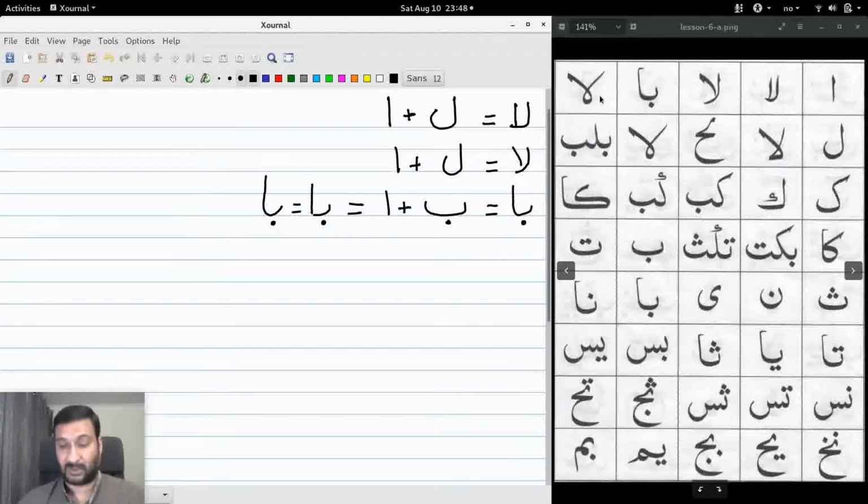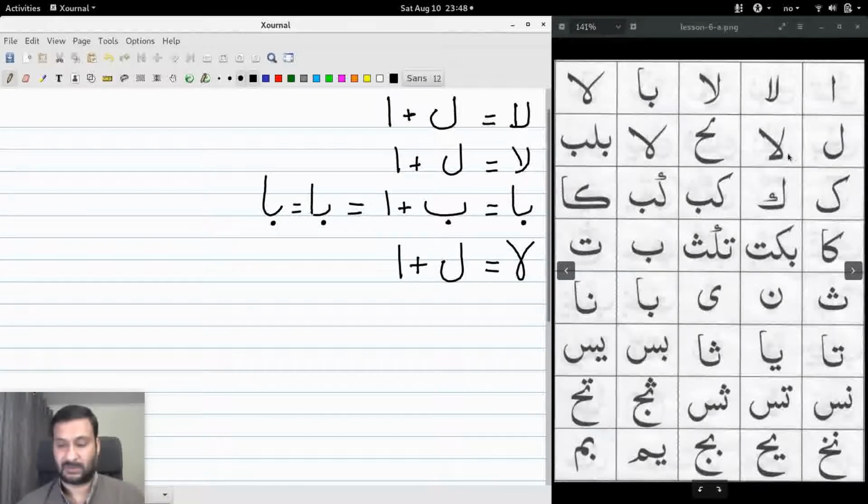Then comes Lam Alif again. This is another way of writing Lam Alif, with some very long lines and a small something like this. Again, this is a combination of Lam plus Alif. This is just a way of writing it, so just recognize it. The next letter is just lam. There is no word, it's just the letter lam.